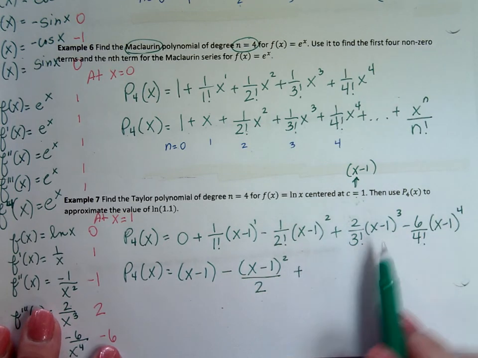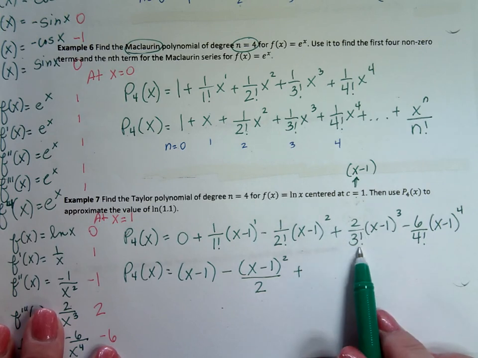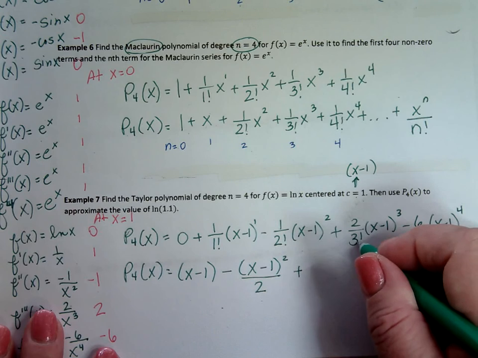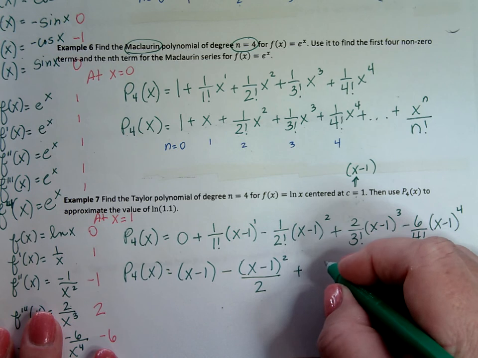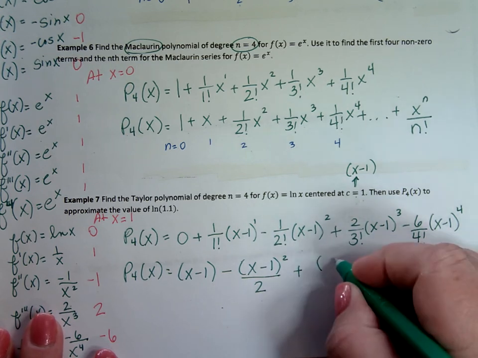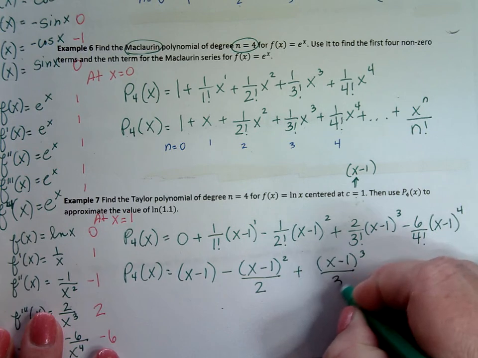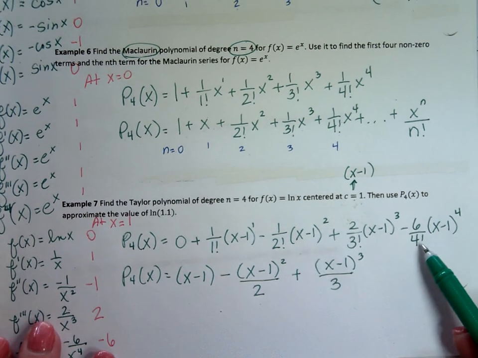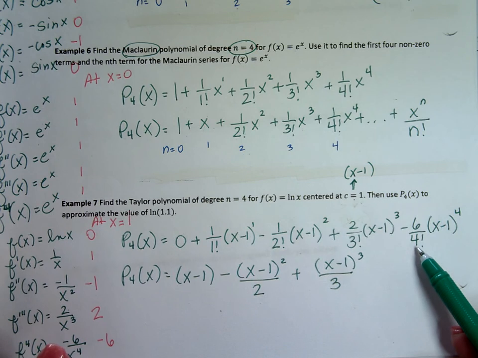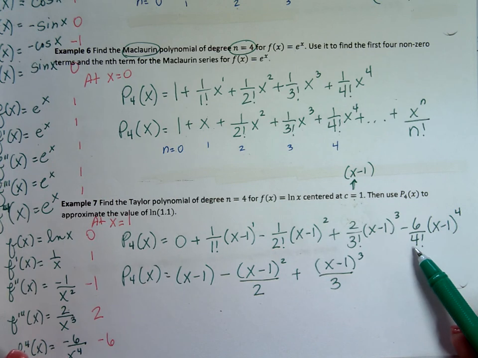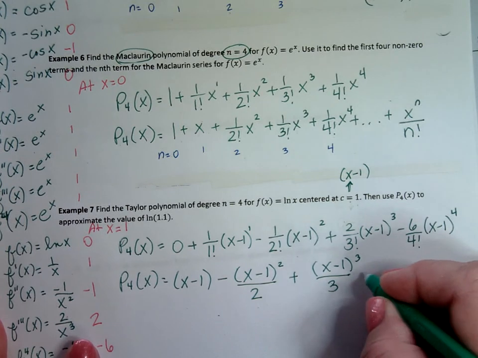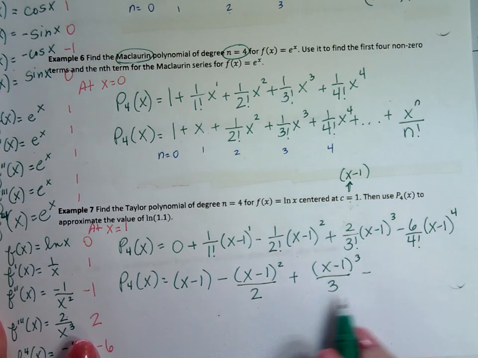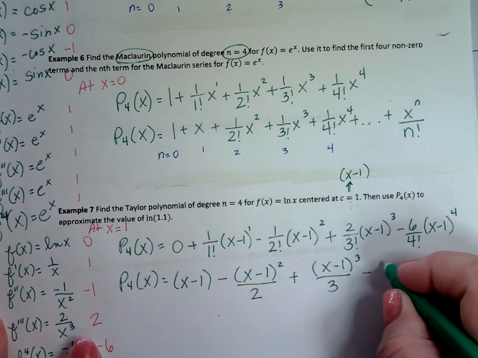So you've got 2 over 3 factorial, this is 3 times 2 times 1, this is 6. 2 over 6 gives me 1/3. So the next one is plus (x minus 1) cubed over 3, 1/3. This one is 4 times 3 is 12. 12 times 2 is 24, so 6 over 24 is 1/4. Ooh, look at this. This makes it nice if they ask me for the general, right? You can kind of see how this is going. They didn't ask me for the general. But this one will be (x minus 1) to the 4th over 4.